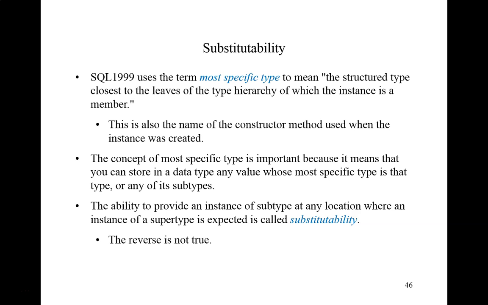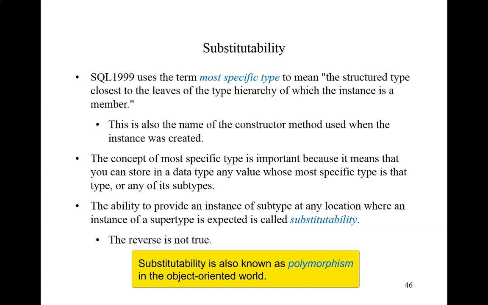The ability to provide an instance of subtype at any location where an instance of a supertype is expected is called substitutability. The reverse, however, is not true.